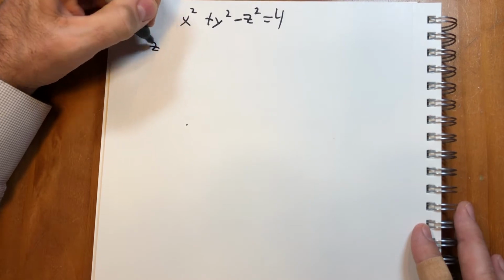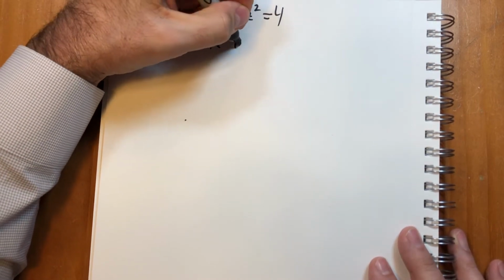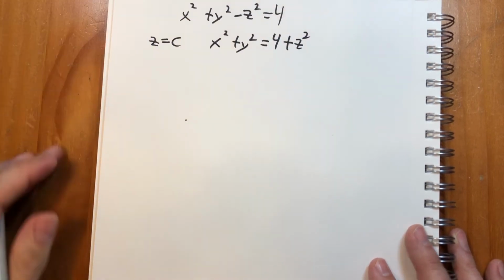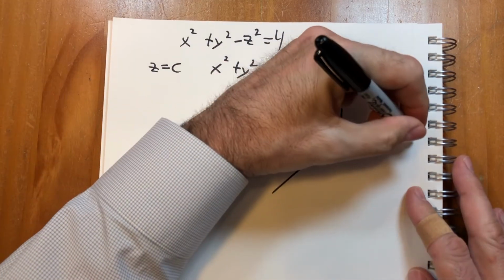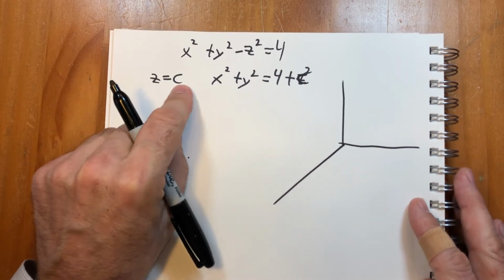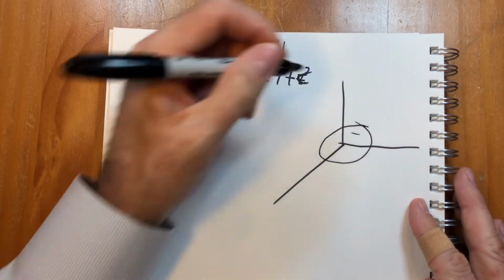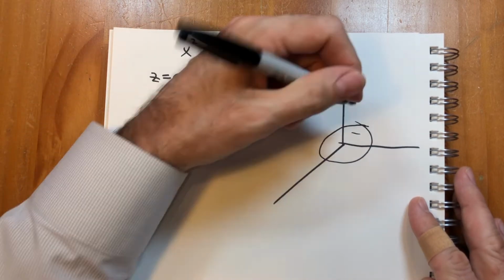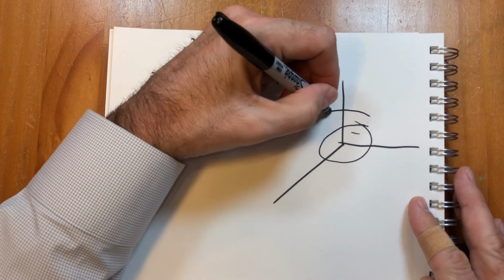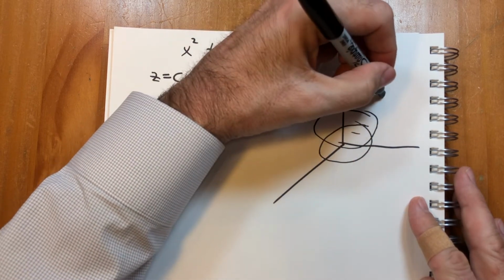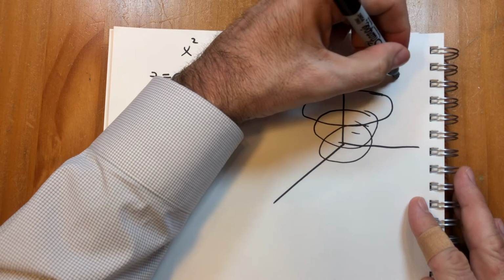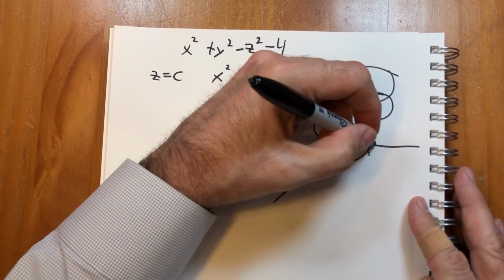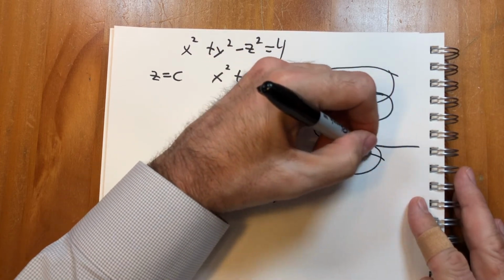So if we set z equals c, then we have x squared plus y squared equals 4 plus z squared, or c squared. So this is interesting. At z equals 0, we have a circle with radius 2. And then as c goes up, the radius increases, right? So when z is 1, this is going to be 5, so the radius is the square root of 5, just a little bit bigger, and so on. It's going to keep getting bigger as it goes. And likewise, if z is negative 1, it's still going to make this a little bit bigger, but it's going to be down below.